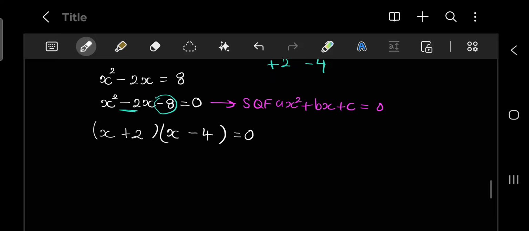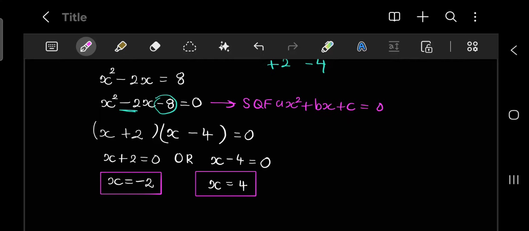Now, once you have your brackets, all that you have to do is take each bracket and equate it to 0 separately. And that will allow you to solve for x. So in the first part, we're going to take that positive 2 over to the right. We're left with x is equal to negative 2. And in the second part, we're going to take that negative 4 over to the right. It becomes x is equal to positive 4. So those values would be the answers to these questions.